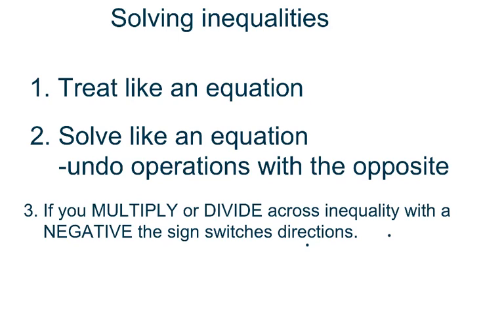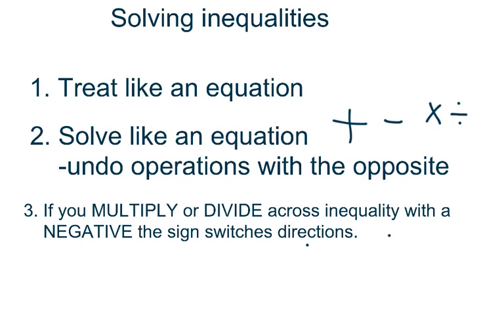So first thing we want to do, we want to treat the inequality like an equation. So we would follow the same steps that we follow when we actually do an equation. So that's what step 2 is, solve like an equation. You're going to undo any operations that are there with the opposite. So if you have addition, you undo it with subtraction. If you have multiplication, you undo it with division. Okay, again, that's something we've learned, something we're going to use in order to solve inequalities.